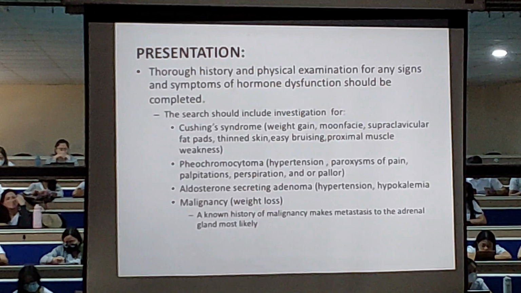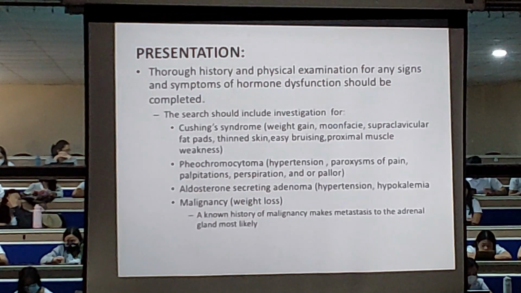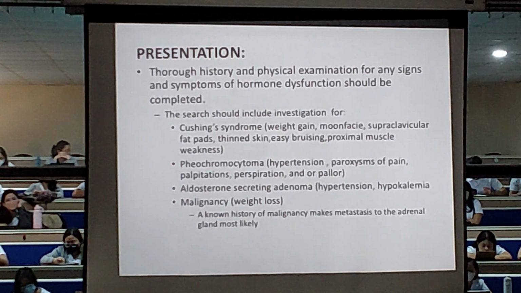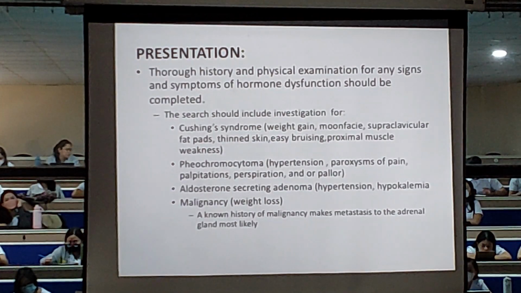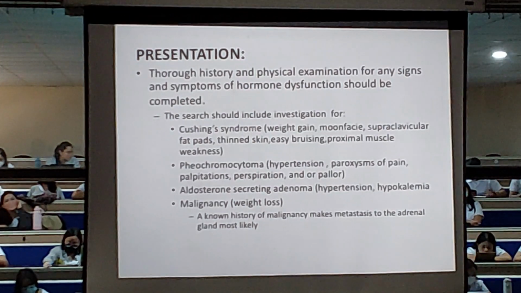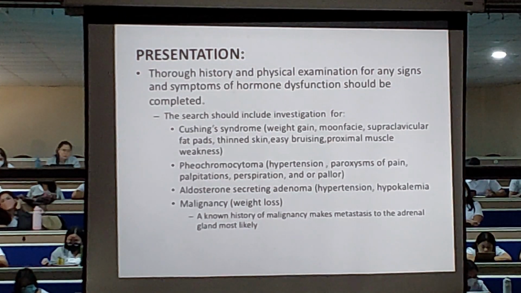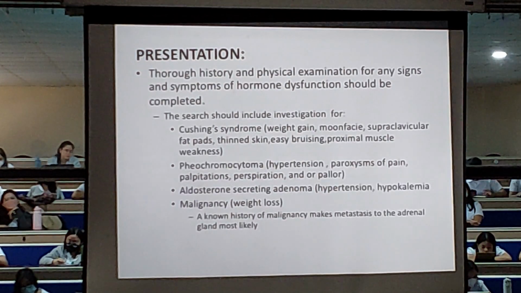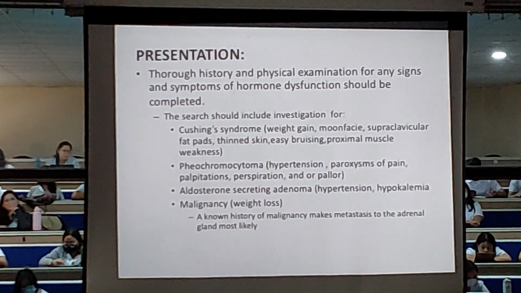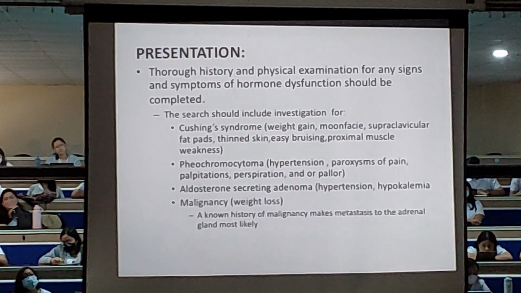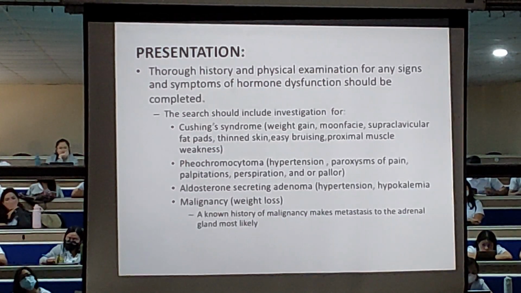The signs and symptoms include hypertension, paroxysms of pain, palpitations, and perspiration. These are the manifestations of pheochromocytoma. For aldosterone-secreting adenoma, usually the patient is young. In patients with primary aldosteronism, or aldosterone-secreting adenoma, the patient may present with hypertension and persistent hypokalemia.